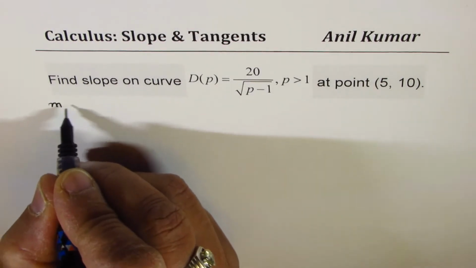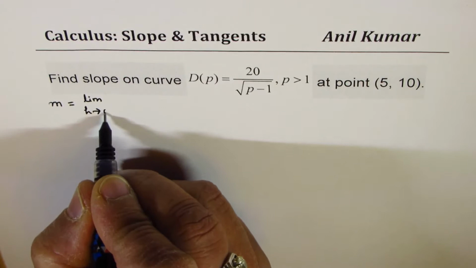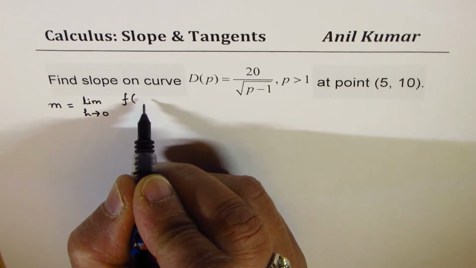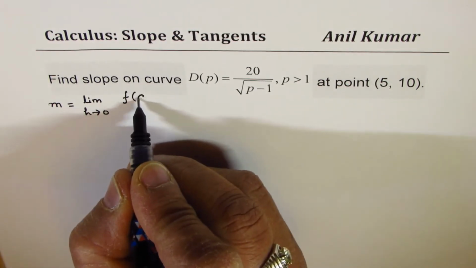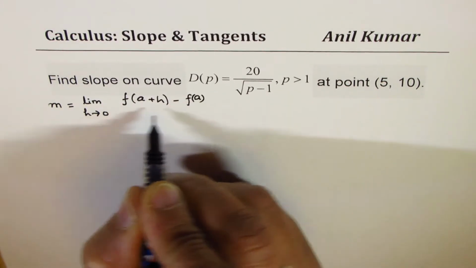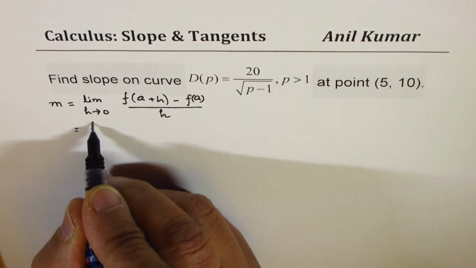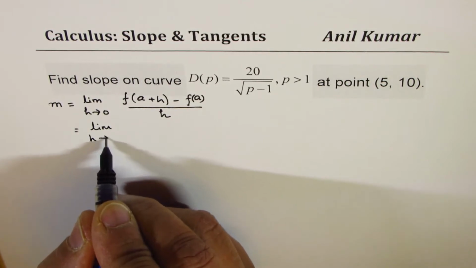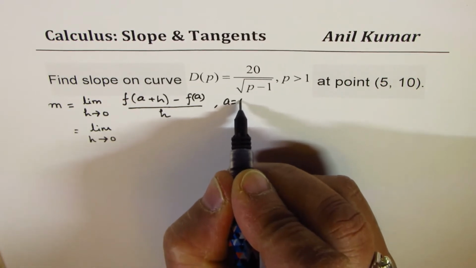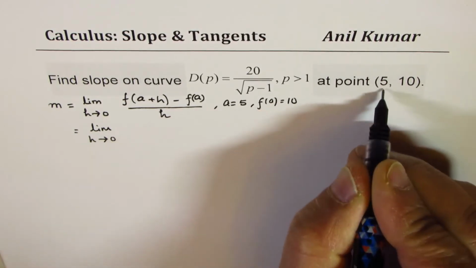So the slope at a given point, m, could be written as the limit as h approaches 0 of f of a plus h, where a is the given point, minus f of a, over h. We are writing a general equation. In our case, the function is the demand function. We can write the limit as h approaches 0. Now a equals 5 for us, and f of a is equal to 10. So that is the point given to us.